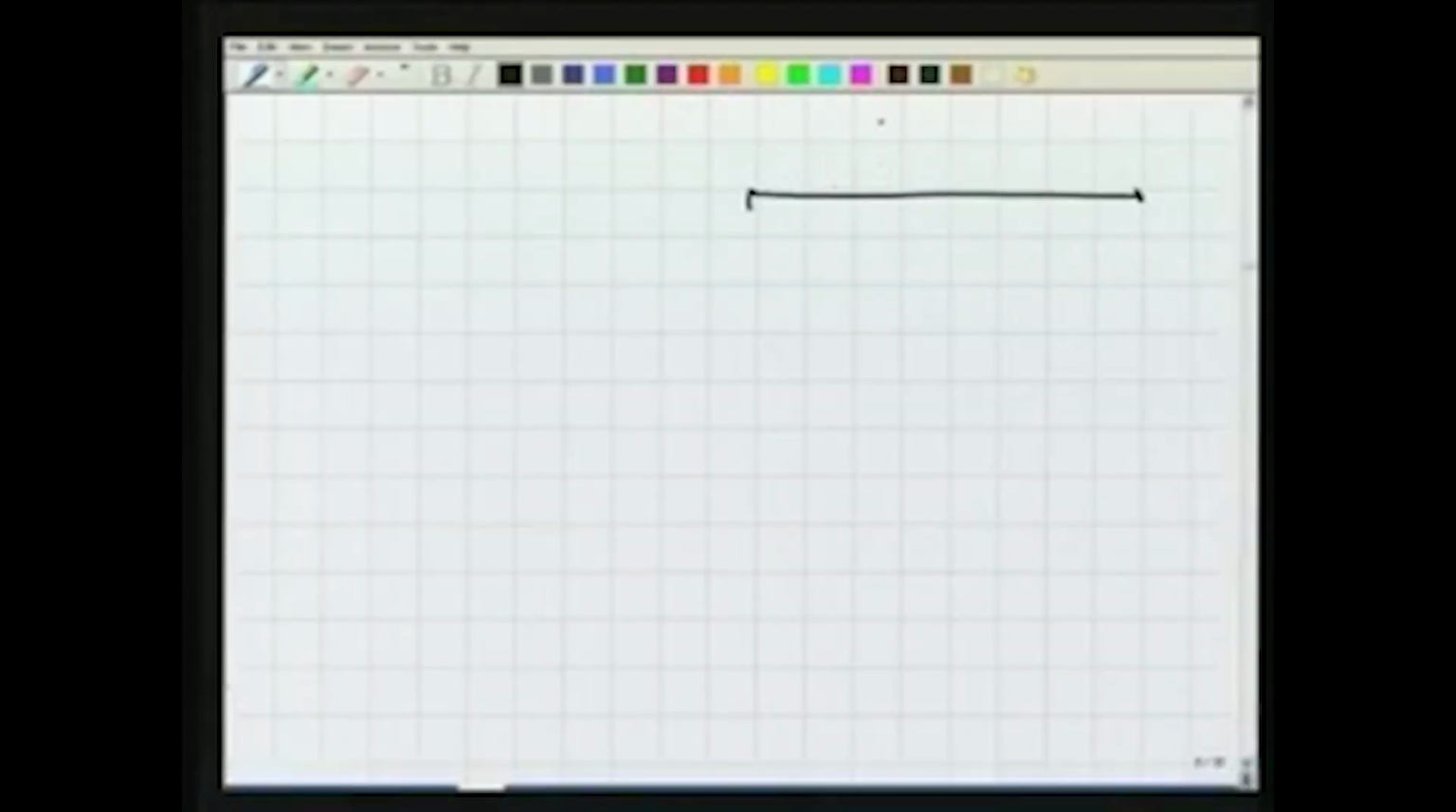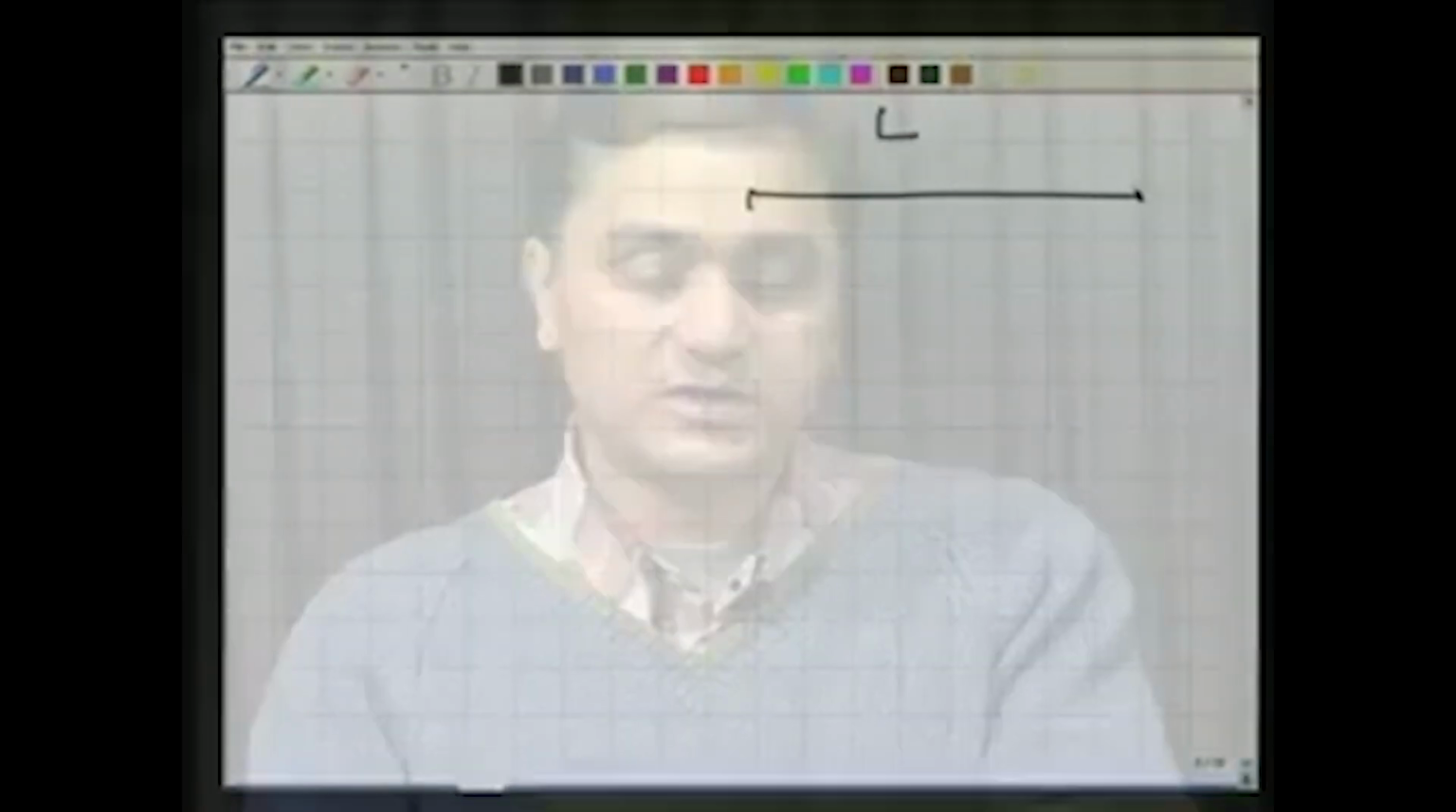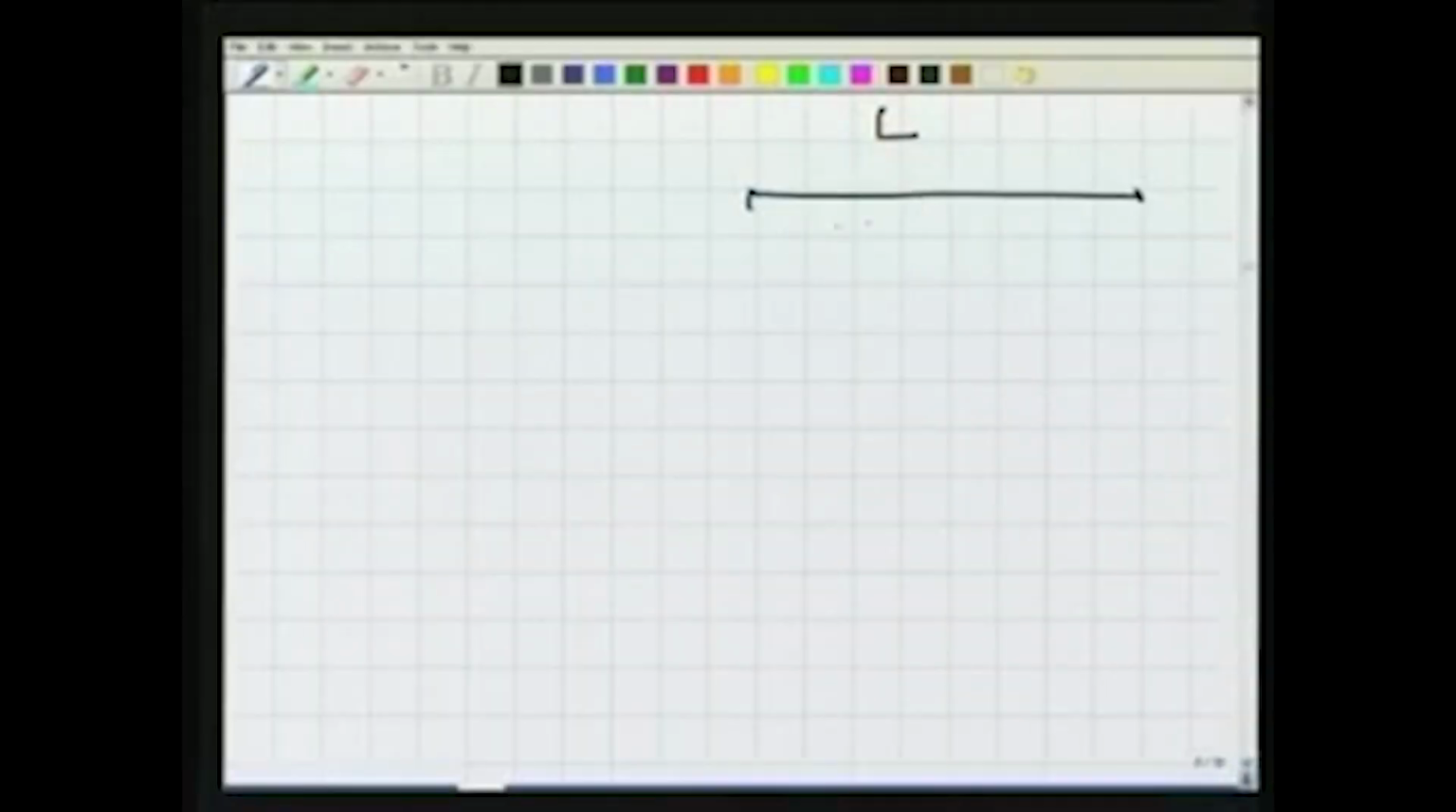Okay, the true value of the length is L. We do not know this. We cannot measure it. It is not possible for us to measure this. What we do instead is take several observations of this length L. For example, let us say L1, L2, L3 and so on up to Ln.